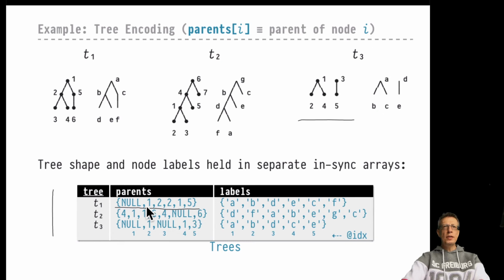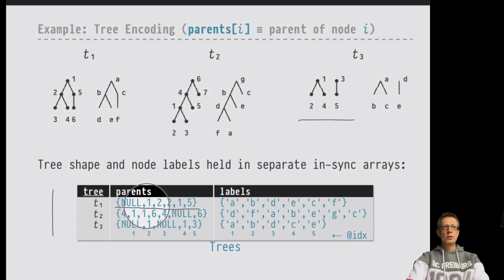The node at index I, at index 1 for example, would represent the parent of node 1. Since this is the root of this particular tree, there is no parent, and the parent of the root would be null. The element at index 2 has a parent that is node 1, and that is exactly what we are seeing here in this depiction of the tree. The node at index 2 has as its parent the node 1. And this is what is recorded in this parents array.